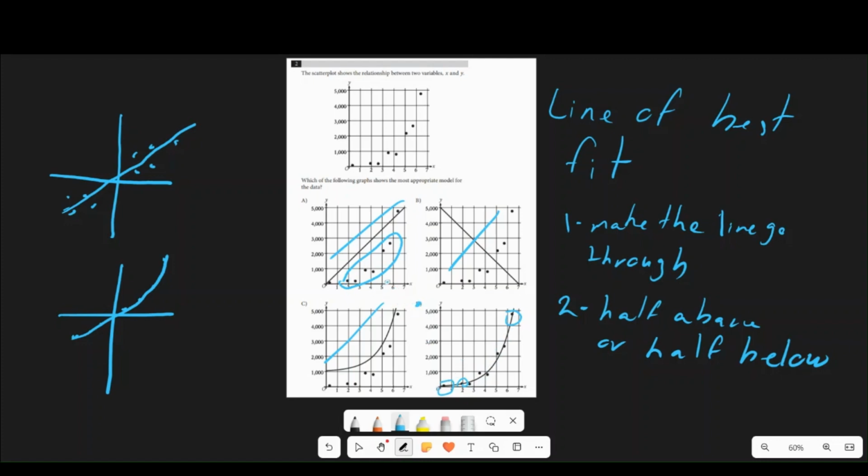So there you have it, not a super complicated concept. You just have to remember these two general rules of thumb, which are make the line go through as many points as possible, or try and have half the points above or half the points below the line, right? And that's the easy way and some easy rules to remember the line of best fit.